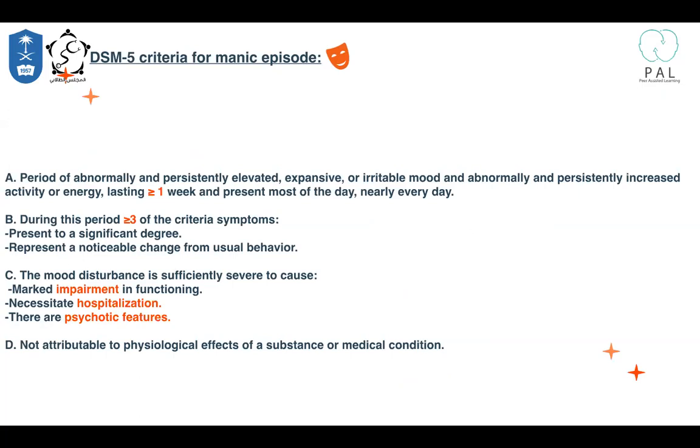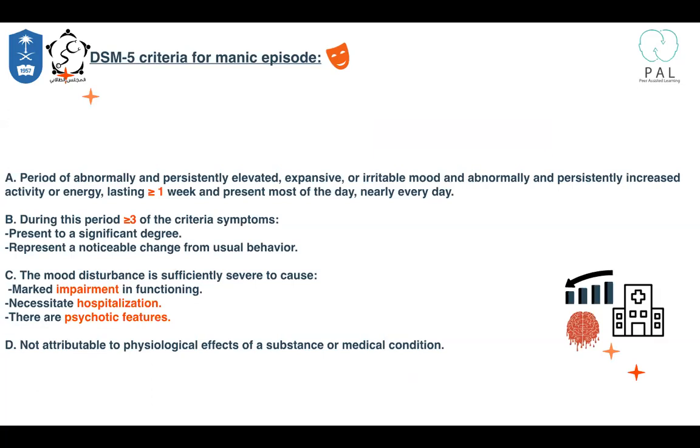طيب, the mood disturbance is sufficiently severe. This is an important condition لأنه هو اللي يفرق لي بين المانيا والهايبومانيا. It is severe enough to cause impairment in function, necessitate hospitalization, and there are psychotic features. طيب, نتكلم عن psychotic features أكثر مع schizophrenia. طيب, it is not attributable to a physiological effect of substance or medical condition. هذه الشروط الأربعة must be there عشان to diagnose the patient with mania.